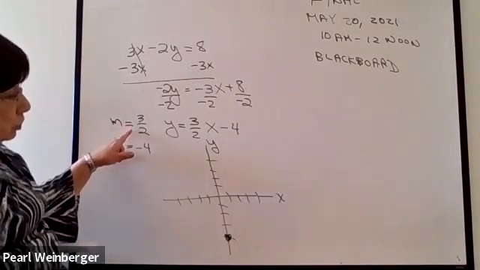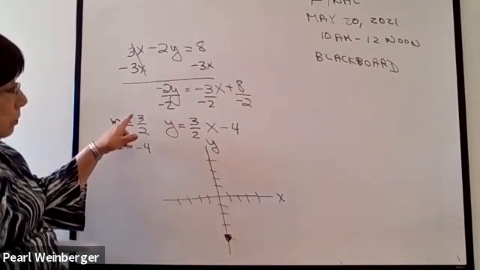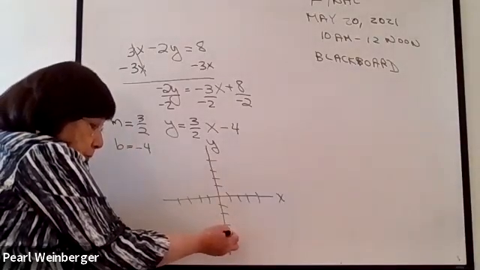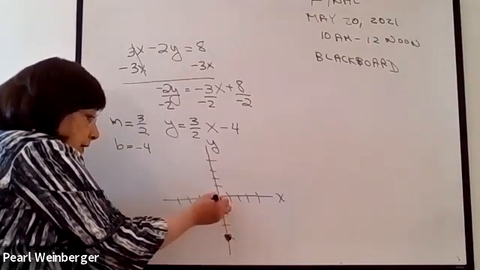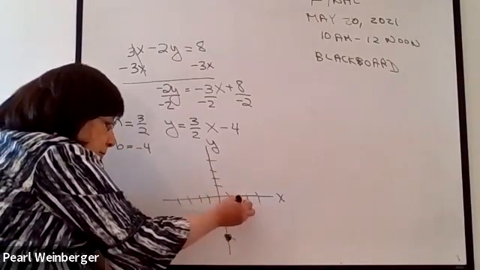Then we use the slope to find another point. The slope is rise over run. 3 over 2, which is rise over run, means from that point, you rise 3, 1, 2, 3, and you go 2 over, and you make another point there.